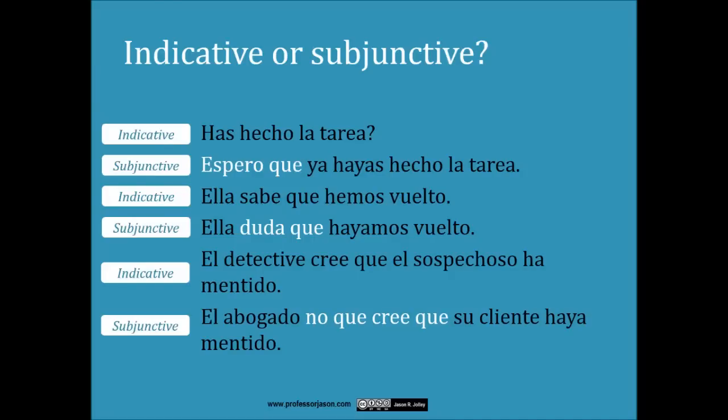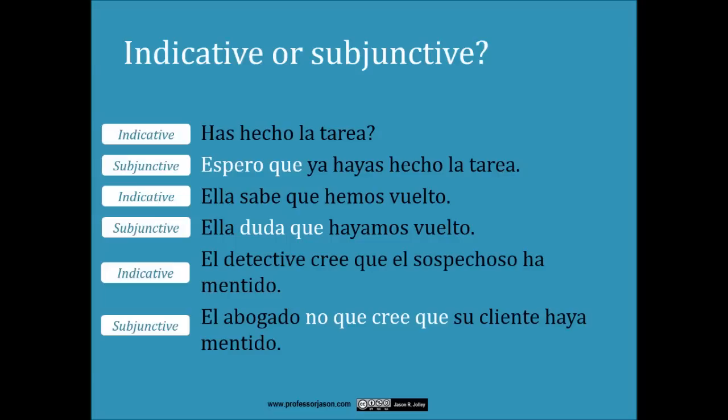I've highlighted some cues that might indicate when something requires the subjunctive. First one's indicative. Second one is subjunctive because it's somebody hoping that someone else does something else. They're trying to influence their behavior. It's a manifestation of will. Third one is indicative. She knows that. She's asserting fact. She's not saying that she doubts or that she doesn't believe. Fourth one, subjunctive, because it is doubt.